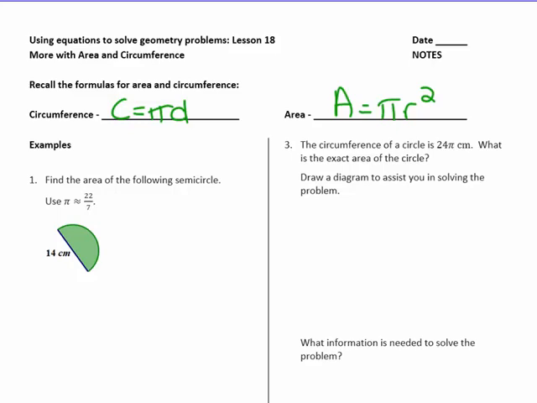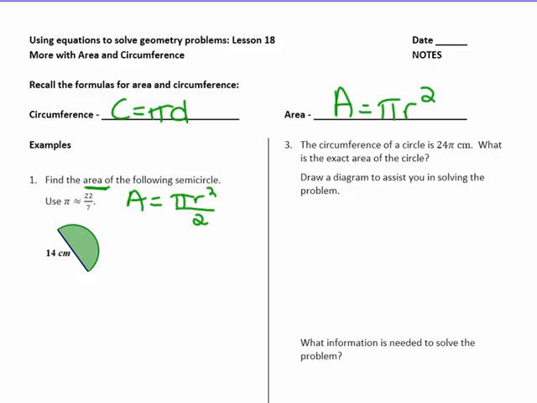All right, so find the area. We always have to know, well, what are we looking for? Of the following semicircle. So to find the area of a semicircle, it's half of the area of a regular circle. So I'm going to start with my formula. I need pi r squared, but I have to divide it by 2 because it's a semicircle.